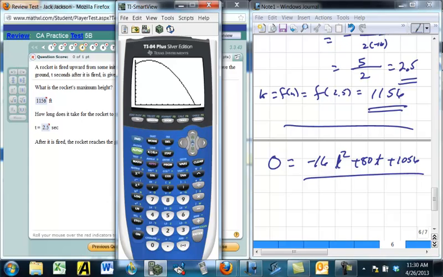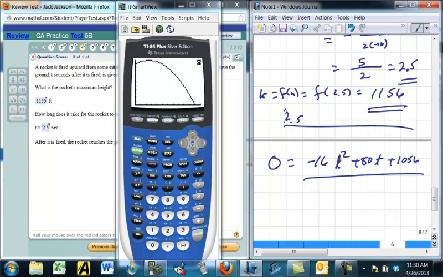Okay, so let's calculate the maximum. We could do this without knowing the vertex formula. We already know the answer. It's 2.5 comma 1156. That's our h, k, the coordinates of our vertex. But let's have the calculator figure it.